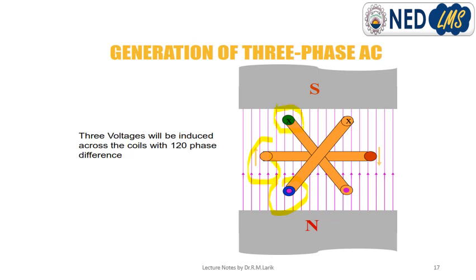Three conductors move across a magnetic field and form three-phase sinusoidal voltages of the same magnitude and same frequency, but they are displaced from each other by a 120 degree phase difference. Physically, these conductors are placed 120 degrees apart from each other.